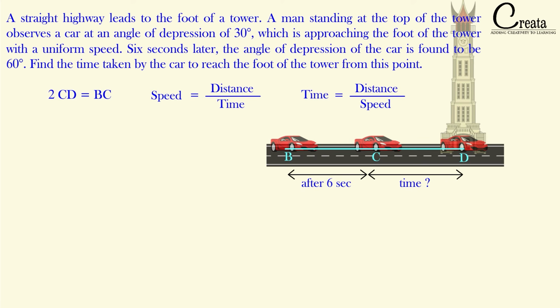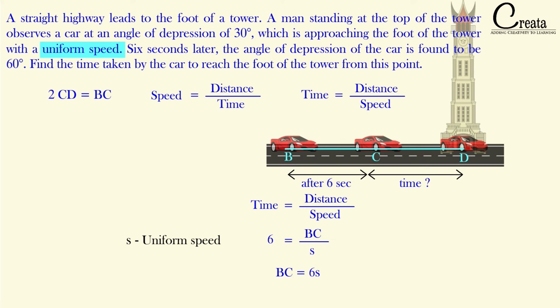If we take the distance BC, we can use time is equal to distance upon speed formula. Time is given as 6 seconds for the car to travel from B to C, that is distance BC. Here distance is BC, let's take it as BC. And what is the speed that the car has traveled? It is not given in the question, but in the question it is given the car has traveled with the uniform speed. So let's take the speed as S, just as the uniform speed. Here we can rewrite this as BC is equal to 6S.